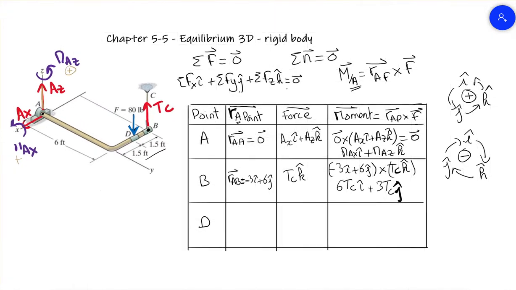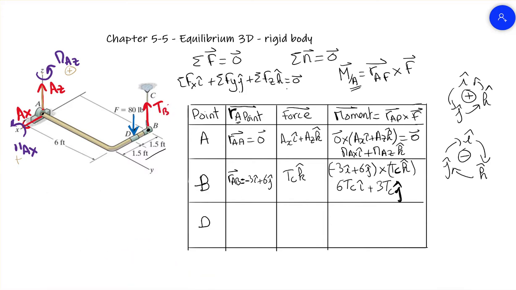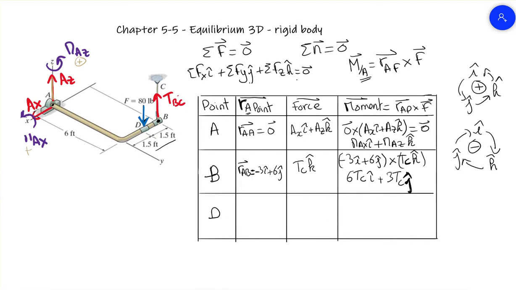Oh, why did I do that? Sorry, that's the point B. That's the point B. Sorry, I call this TC, but I should call it TB. You know what? I should call it TBC. So now we're good. So that's TBC.